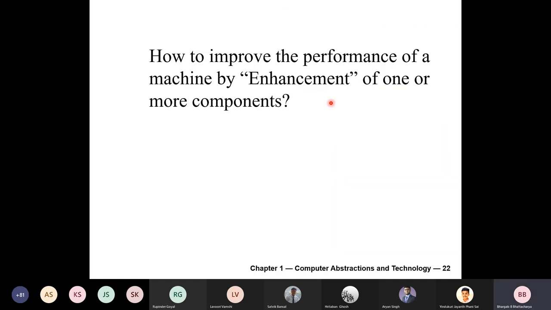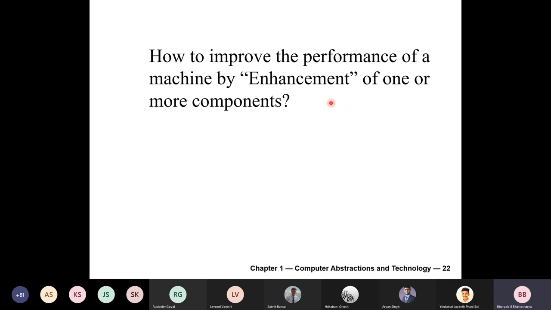So the question I ask you is, how to improve the performance of a machine by enhancement of one or more components. Now in computer architecture, this terminology enhancement is used. It means that you are improving one or more components of the original machine. Note that when computers are designed, different companies, for example Intel, produce different generations of machine one after another, right? That means they improve upon the previous design, and this improvement continues, and this is called the enhancement process.